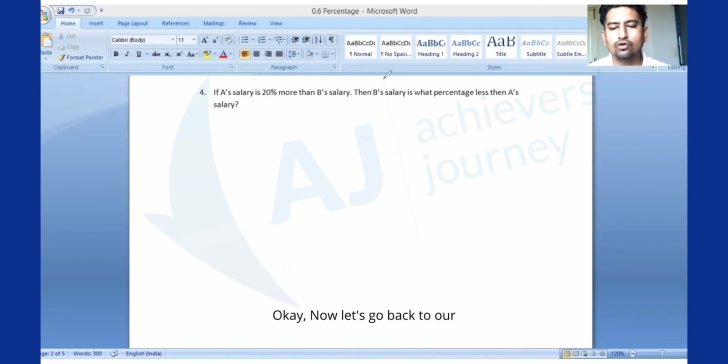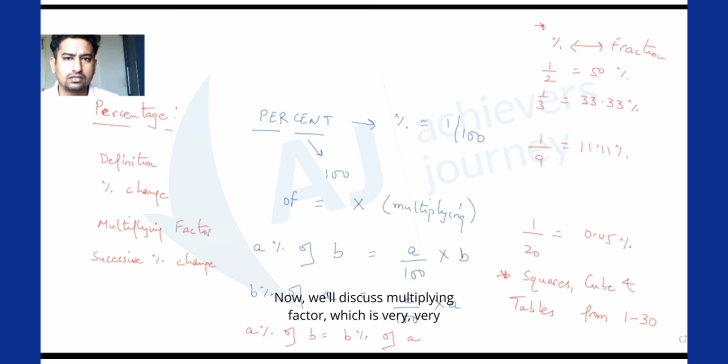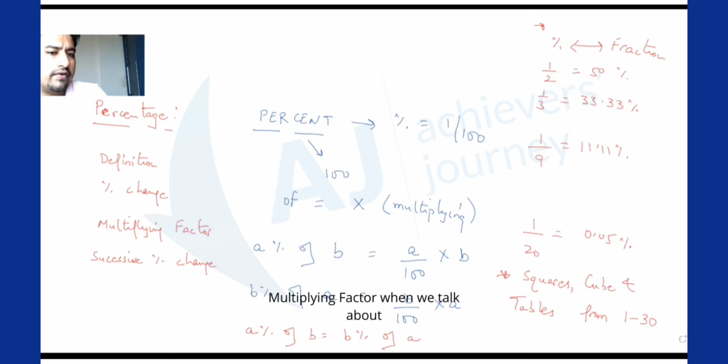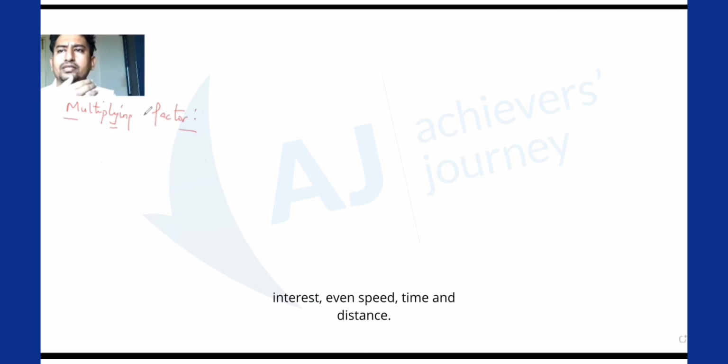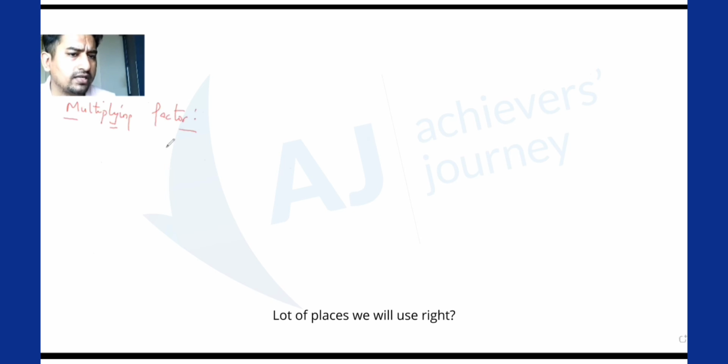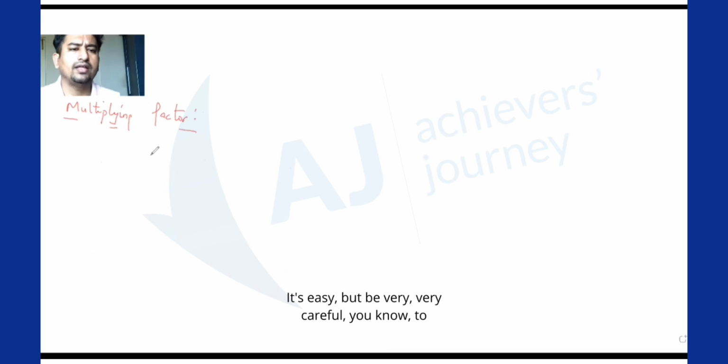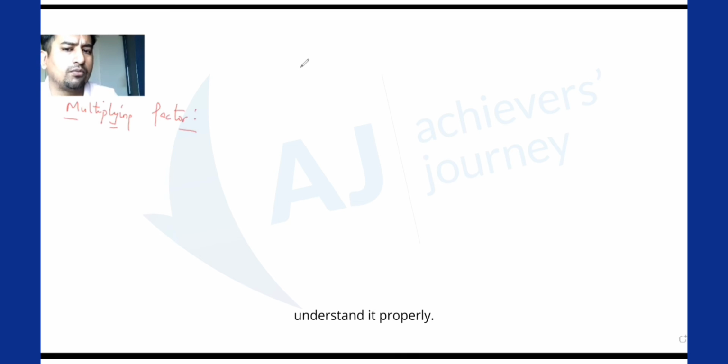Okay, now let's go back to our whiteboard. Let's learn some theory. Percentage we have done. Now we'll discuss multiplying factor, which is very, very important. Multiplying factor will not only be used in percentages as a chapter. It has a lot of usage. We'll use this in profit and loss, compound interest, simple interest, even speed, time, and distance. A lot of places we'll use it, and it's easy, but be very, very careful to understand it properly.